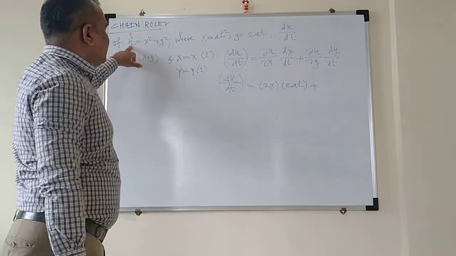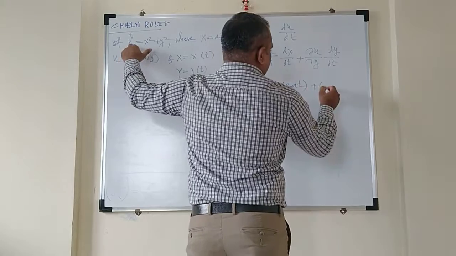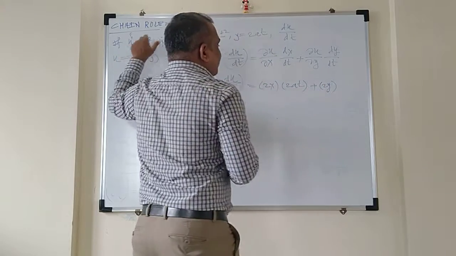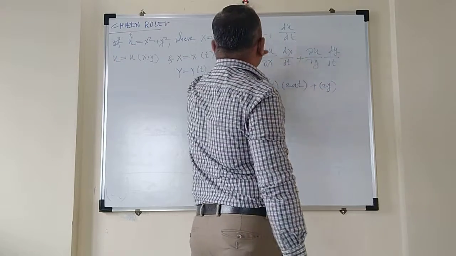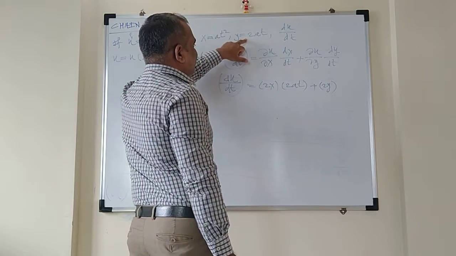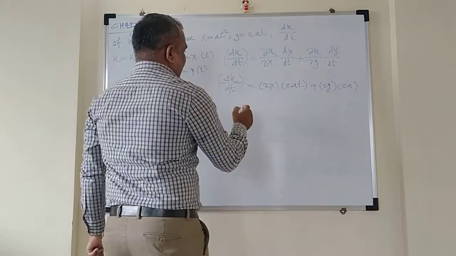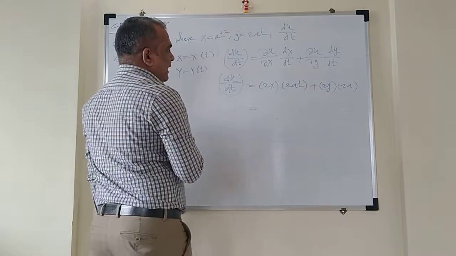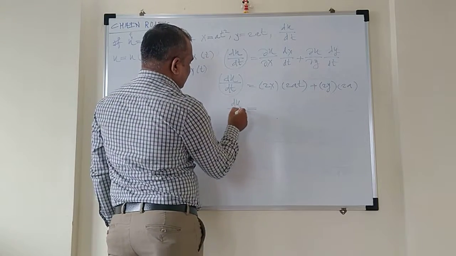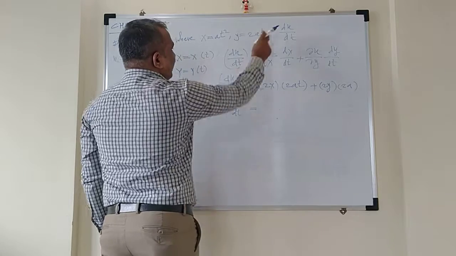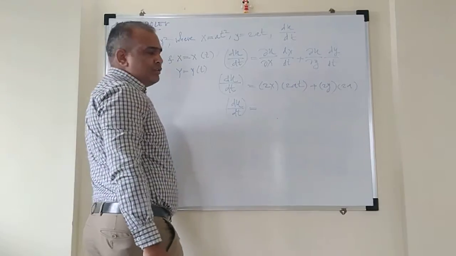Now differentiation of this with respect to y will be 2y. So this is 2y into differentiation of y with respect to t. The y is this function and its differentiation with respect to t is 2a. Got it? Now just put the values of x and y into it. That will give you the ∂u/∂t. That is your answer of the problem.